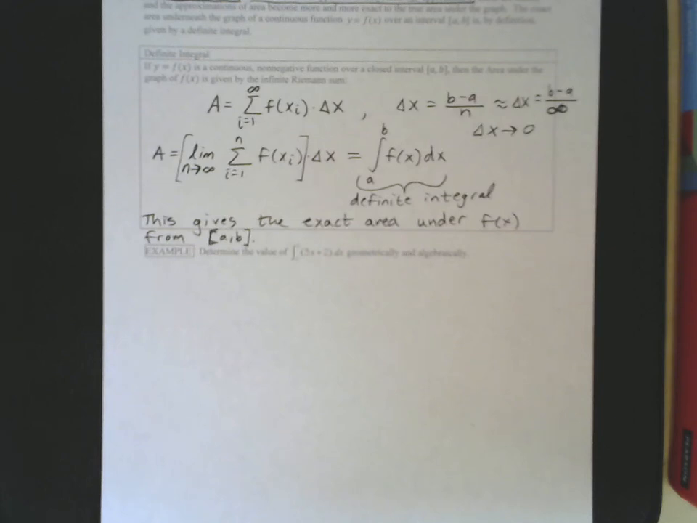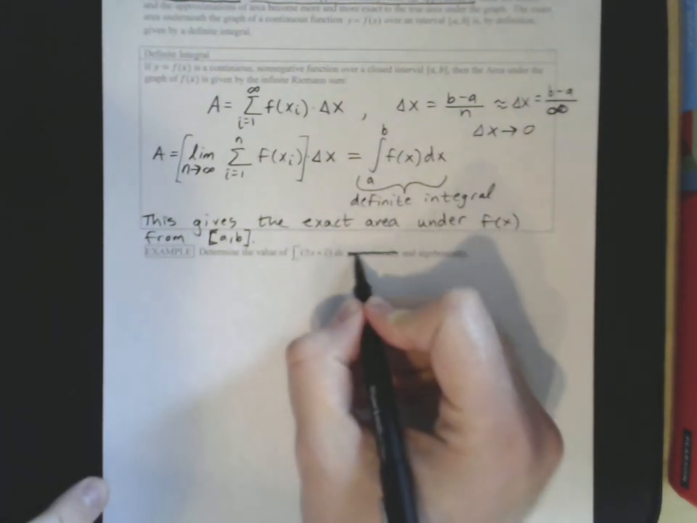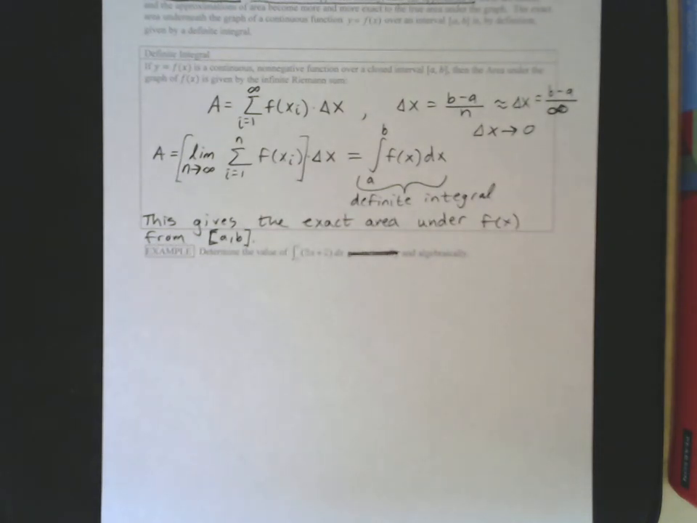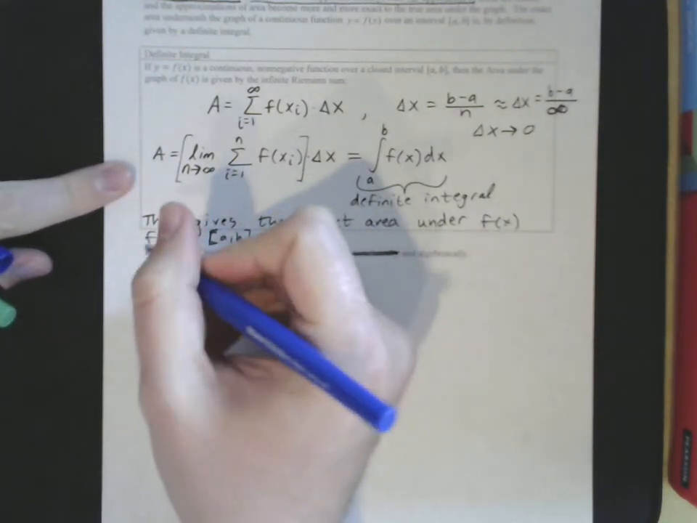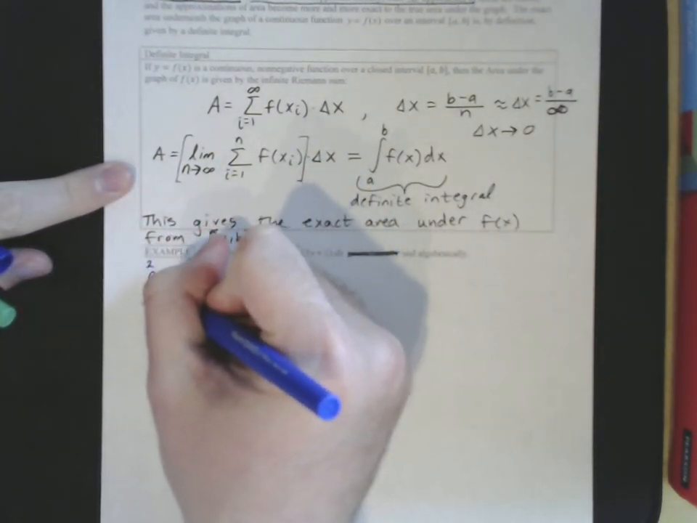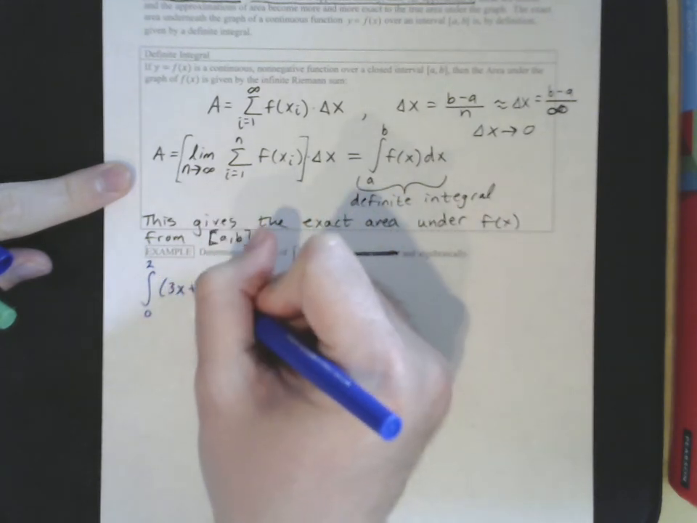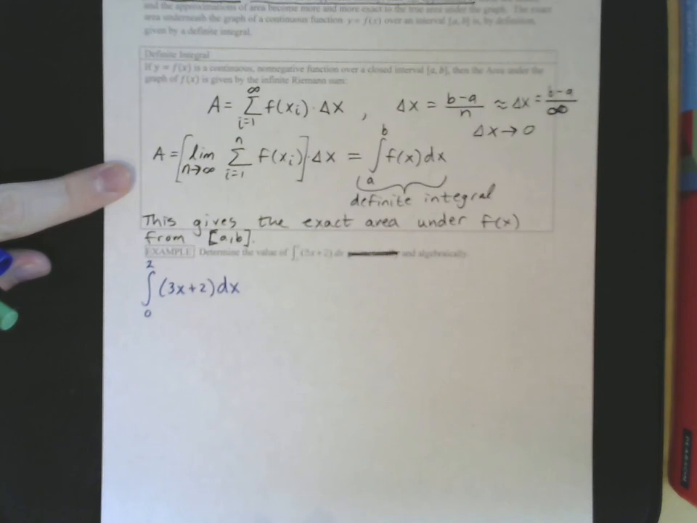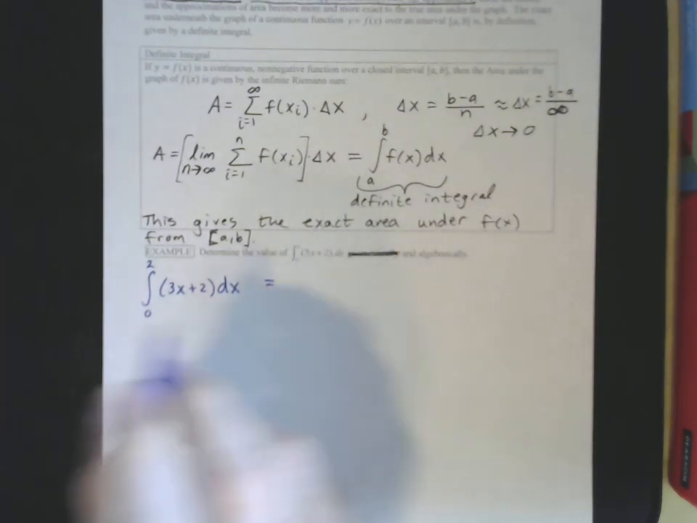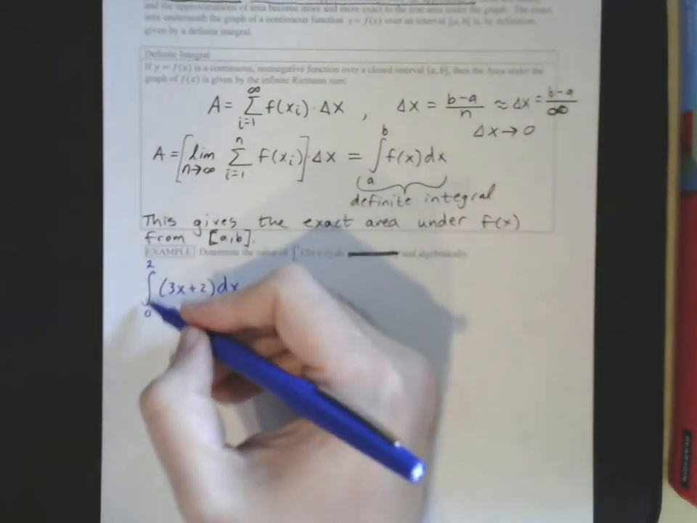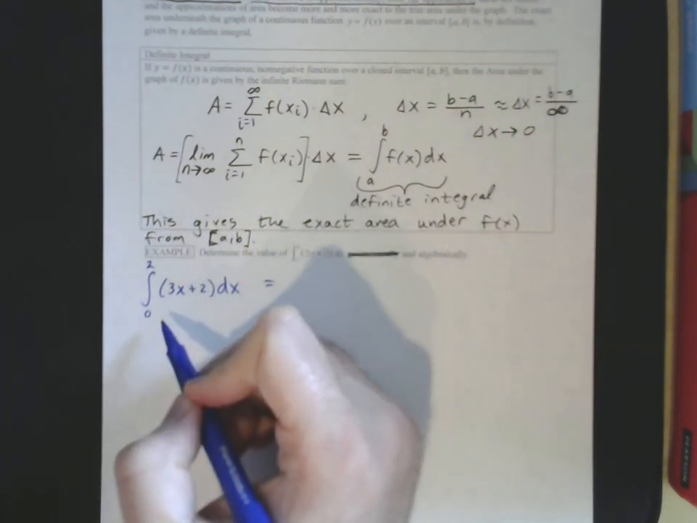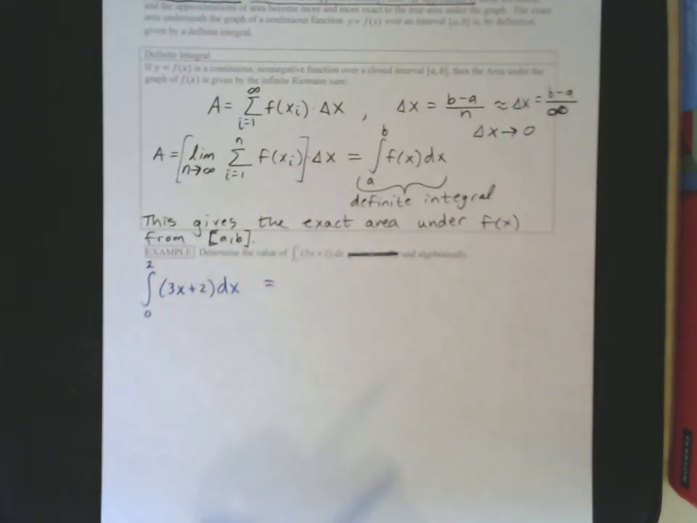And here's the best part: all of our integration rules from 4.1 don't change. So in this example, we're not going to do the geometric, we're just going to do algebraic. So we are integrating from 0 to 2, 3x plus 2 dx. When you have a definite integral, we kind of ignore the bounds. These are called the limits of integration, the a and the b here. We ignore them until the very end. So pretend that these aren't here.